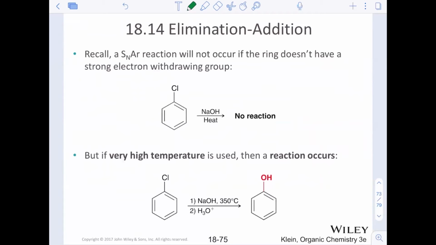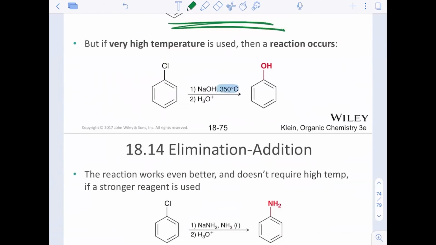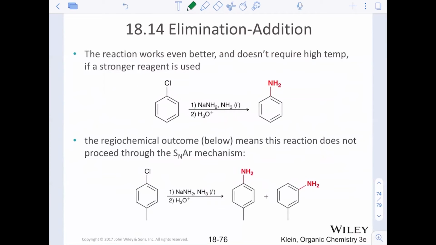All right, so nucleophilic aromatic substitution will not occur if the ring does not have a strong withdrawing group. No reaction, right? But if very high temperatures are used, then the reaction can occur. Notice that all we did was we made it at 350 degrees Celsius, super high. The reaction works even better and doesn't require high temp if a stronger reagent is used. Hydroxide is not the best base we have.